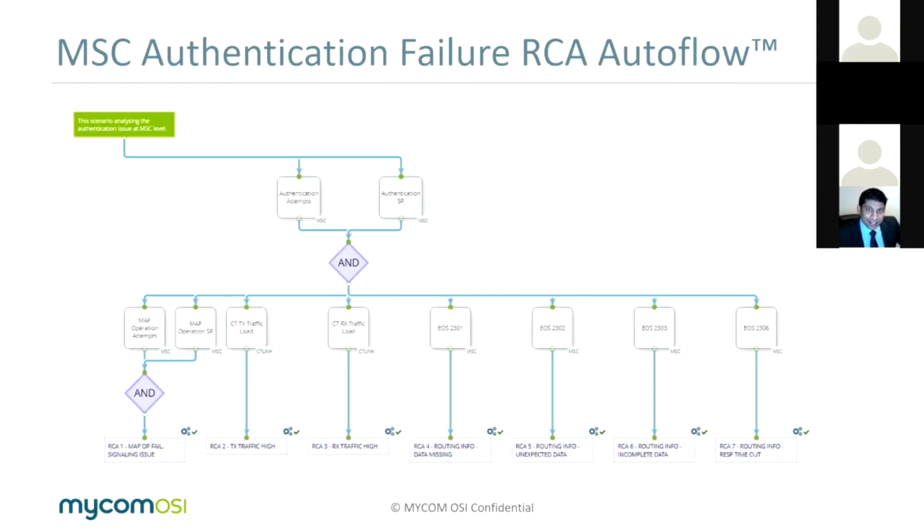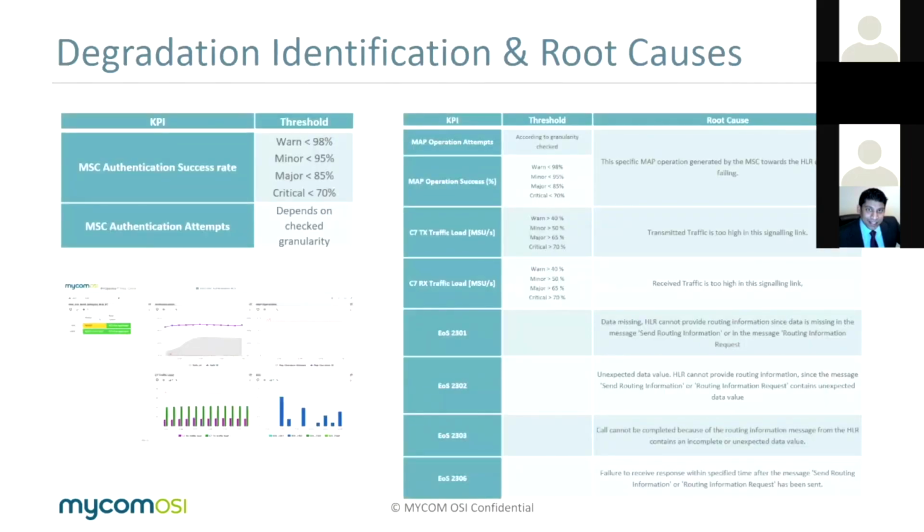This is an example of MSC authentication failures and automatically identifying the MAP failures and routing info failures, or looking at the EOS codes with receive traffic load failures and so on automatically, and providing some recommendations to see how these things can be fixed as well. That's an example of a couple of AutoFlow and RCA cases for MSC authentication success rates and MSC authentication attempts, which goes through a whole bunch of the AutoFlows, as I mentioned before, to identify the root cause of the problem, all the way down to the port level on SCTPs and SCPs and so forth.